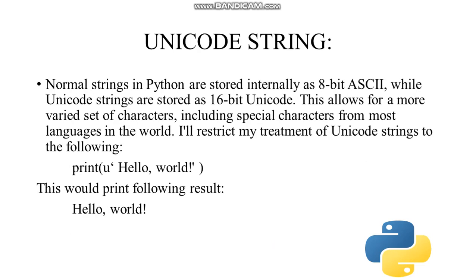Next is Unicode string. Normal strings in Python are stored internally as 8-bit ASCII, while Unicode strings are stored as 16-bit Unicode. This allows for a more varied set of characters, including special characters from most languages in the world. I'll restrict my treatment of Unicode strings to the following. For example, I'm writing print u'hello world'. That means your compiler will treat it as a Unicode string and it will store this string as 16-bit Unicode, not 8-bit ASCII.